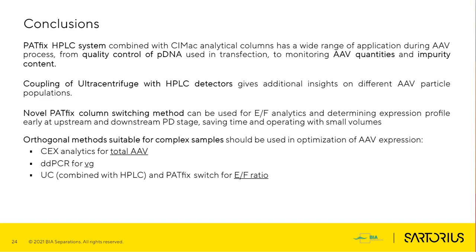Special accent today, we have put on the orthogonal methods, which are suitable for complex samples. I've shown you the example of the cation exchange analytics for total AAV. We have used ddPCR to track our vector genome or full AAVs as a comparison method throughout all of the analytics that we were doing. And finally, if you would like to get more information on empty-full ratio, you can use ultracentrifuge, especially combined with HPLC detectors and PATfix valve switch to get more information on your sample.